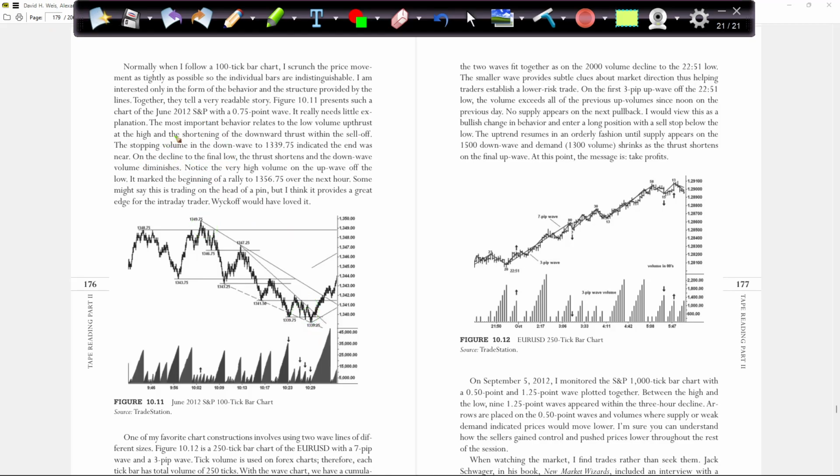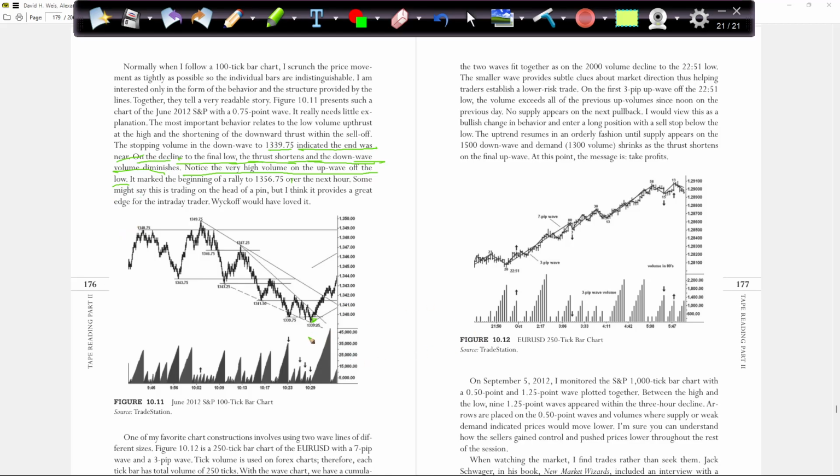Okay, so the stopping volume in the down wave to 1339 here indicated the end was near. On the decline to the final low, the thrust shortens and the down wave volume diminishes. Notice the very high volume on the up wave of the low.